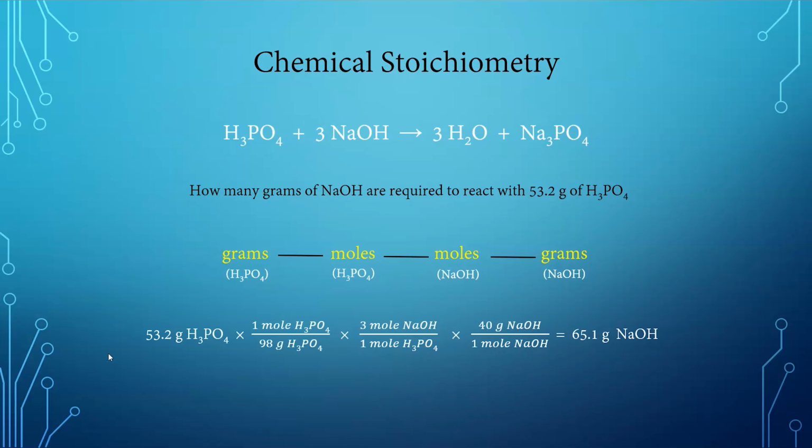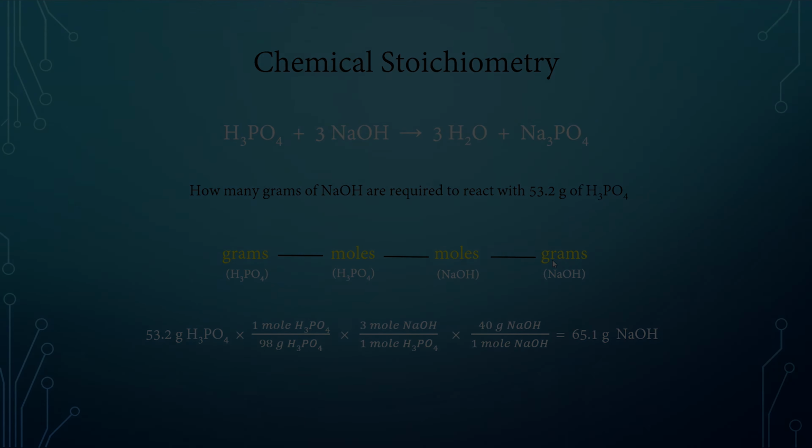This is essentially as complicated as Chapter 10 is. I give you an initial amount of a substance, and I ask you to come up with a final amount. You're going to use this same basic unit plan to do that conversion problem.